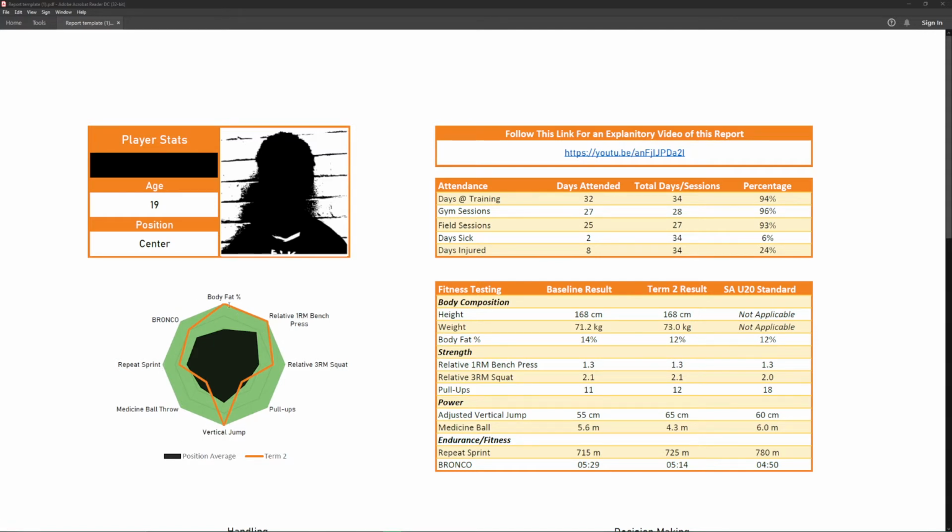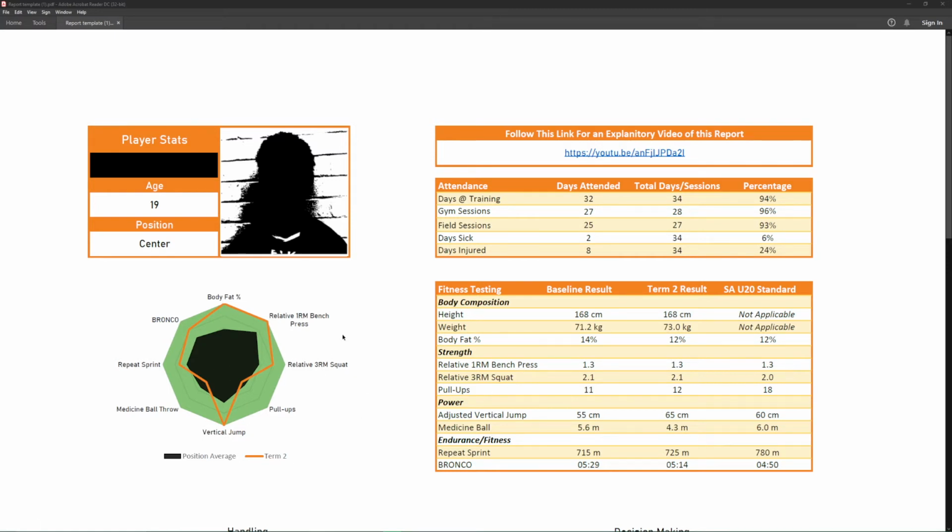So in this particular example, you can immediately see that for body fat, he is significantly higher than the position average, and he meets the SA under 20 standard. It's likewise with the 1 rep max bench, he meets the standard and is higher. So an easy way to look at this graph is you basically want to chase your score to the outer edge of the spider diagram. That means he would meet the SA under 20 standard in every one of the categories.